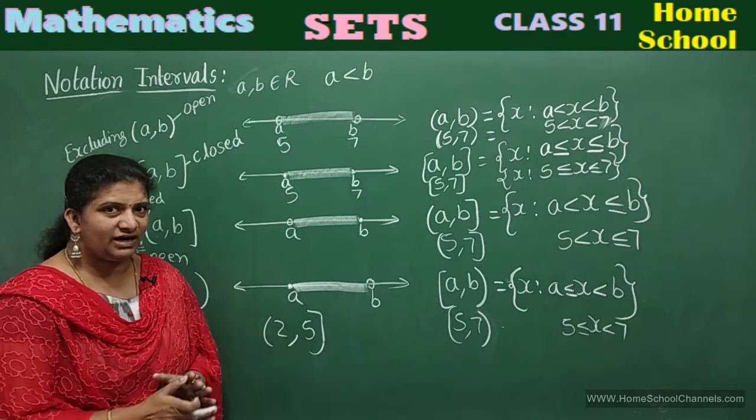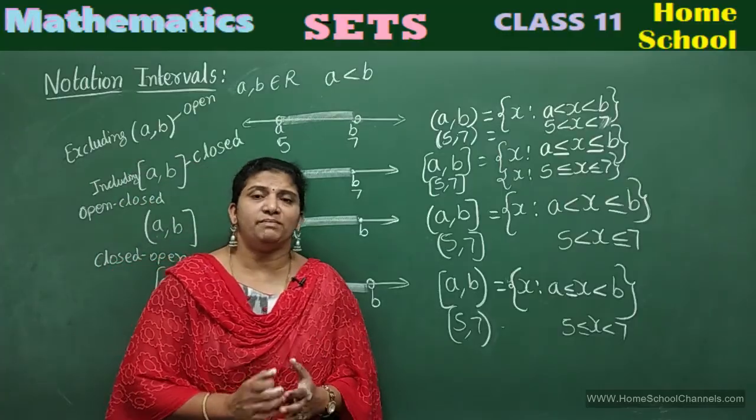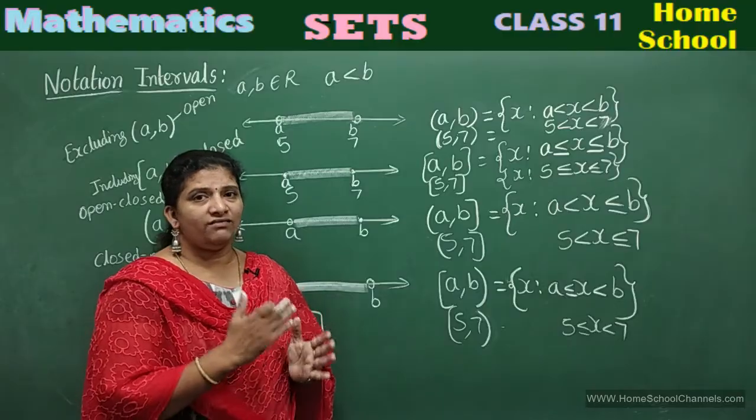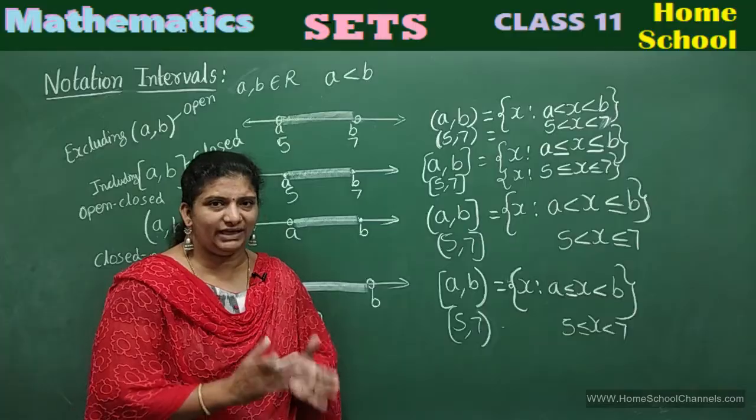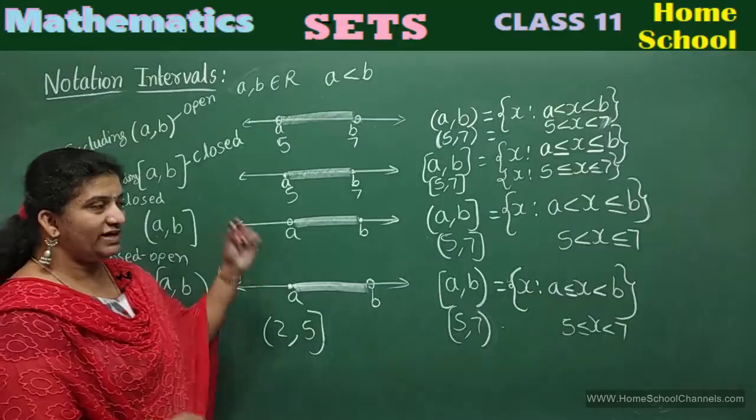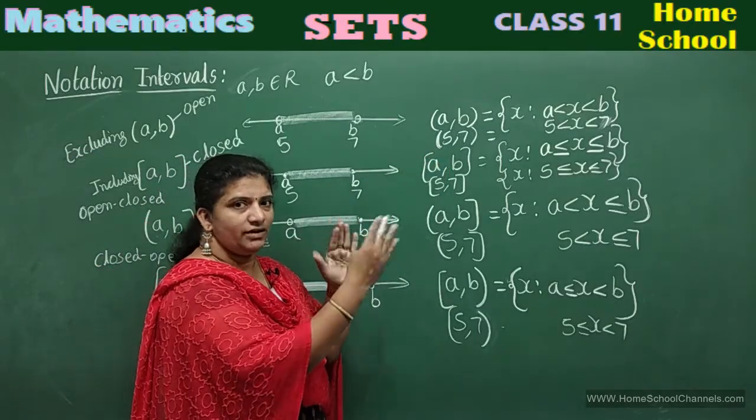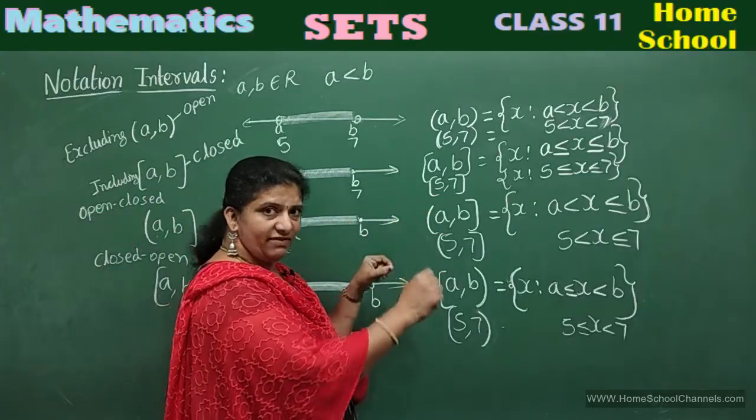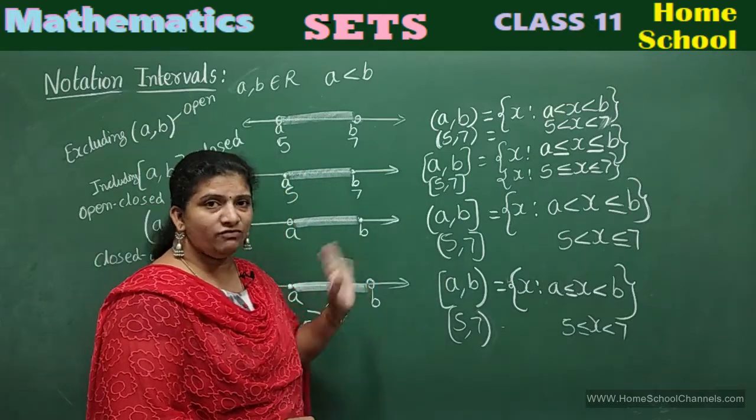I think this is clear about the notation of intervals, right? While we are writing in set builder form, we are going to write in this manner, where we are using less than or equal to, greater than or equal to. This is the way we need to understand. So once again look here, 5 and 7 won't be there. Remaining all inside numbers will be there. And here 5 and 7 will be there. Middle all numbers will be there. And here 5 won't be there.